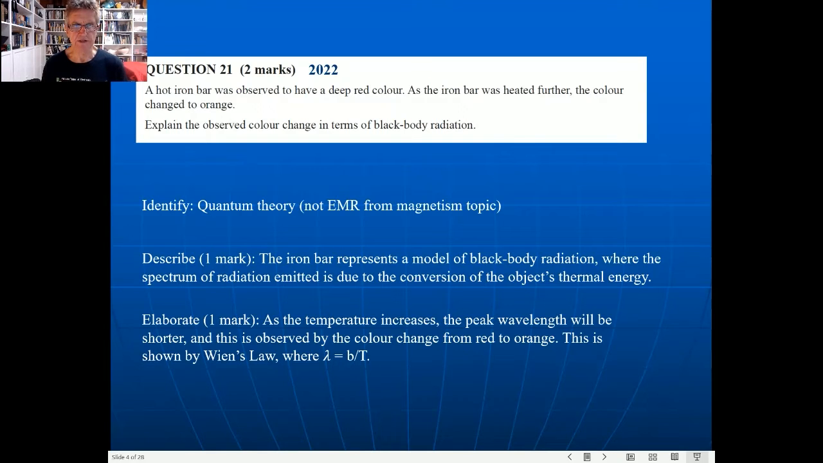And here we are. This is Wien's law. As the temperature increases, the peak wavelength gets shorter, and that means the colour changes from the red towards the blue end, so red to orange in this case. And we've stated Wien's law: the wavelength lambda is equal to Wien's constant divided by the temperature in Kelvin. So you can see what you'd need to get the 2 marks there. Students would typically get 1 mark for that and then struggle to get the 2nd mark. So that's a good question to look at for that.